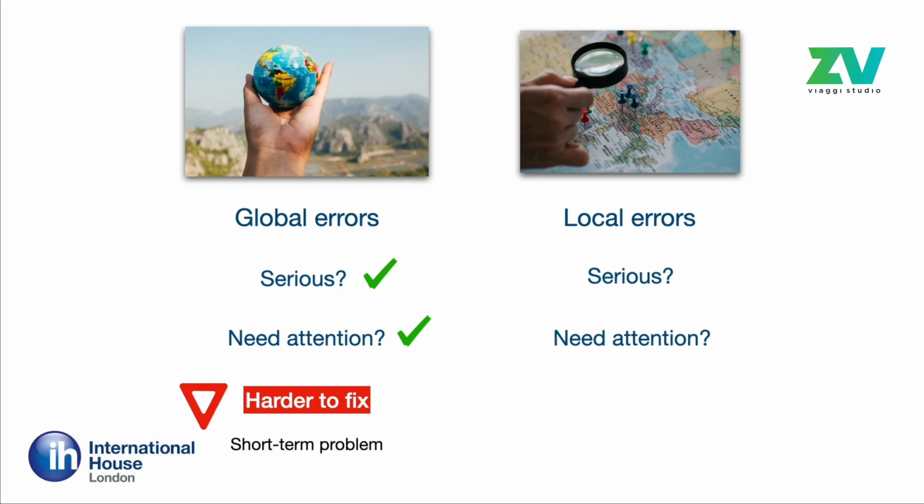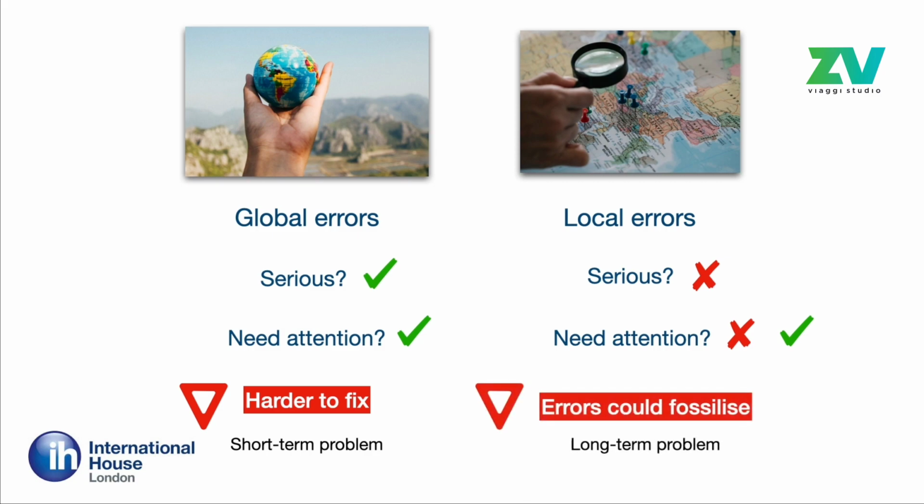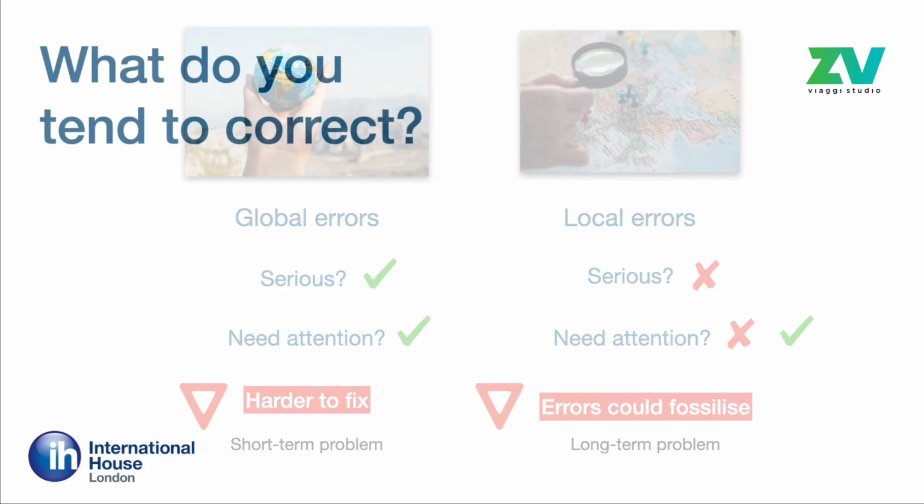Local errors are not as serious in the short term, but this does not mean that they do not need attention. A repeated local error that goes uncorrected could become fossilized. However, the need for an immediate correction is less, and so the teacher has a choice. They can either provide an immediate, quick correction, or they could wait until the communication has finished and the learner is ready to turn their attention to the correction.